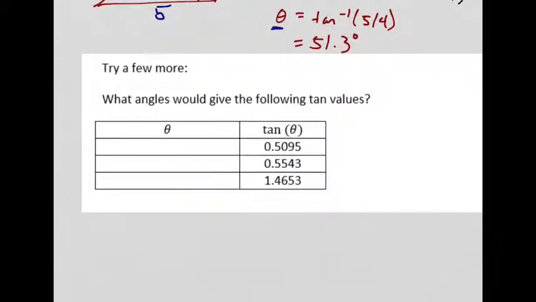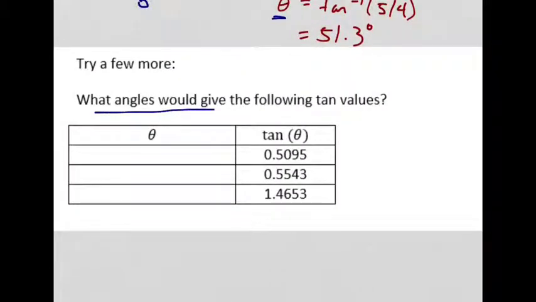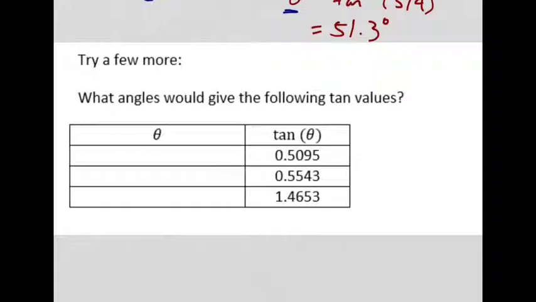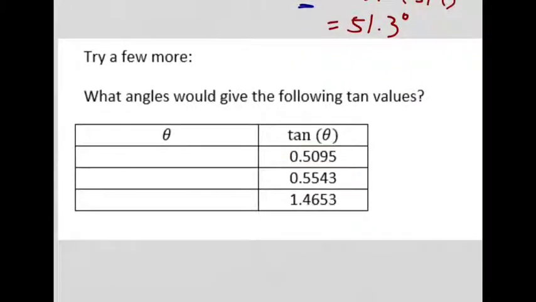So let's try a few more here. What angles would give the following tangent values? Again, all these are just ratios in decimal form that the tan of an angle is equal to. And to find the value of the angle, we just arctan these ratios. So to find theta in this case, we'd go arctan of 0.5095. So again, second tan 0.5095. And that gives 26.9988, which I guess we can just round to 27. It's pretty close. So we'll just round that to 27 degrees, right?